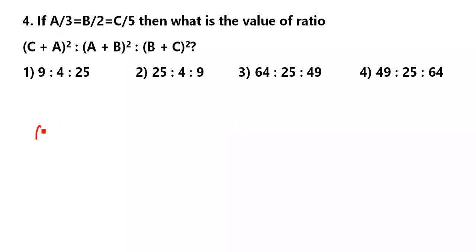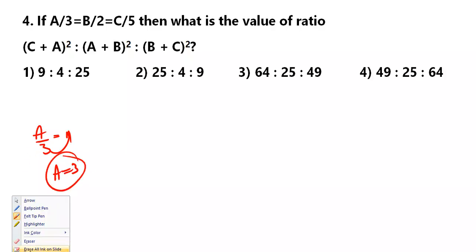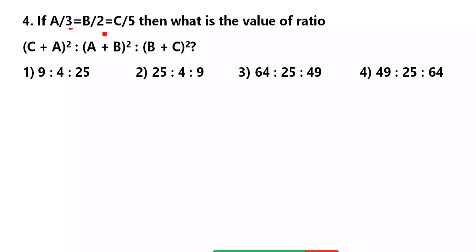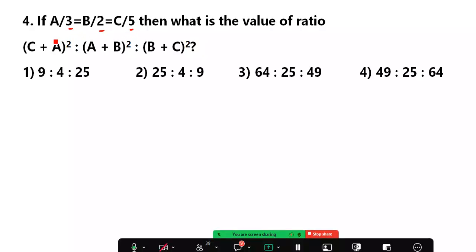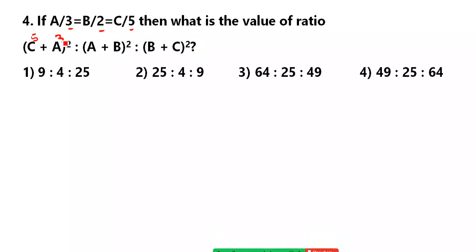Here, for example, a by 3. If we take this 3 to the other side, what does it mean? a is equal to 3. It means a value is 3. So a value is 3, b value is 2, and c value is 5. Substitute here. So c value is 5 and a value is 3. 3 plus 5, 8. 8 square is how much? 64. Go through option verification. Which option's starting number is 64? That option is the right answer. Here only one option is there. That's why option 3 is the right answer.